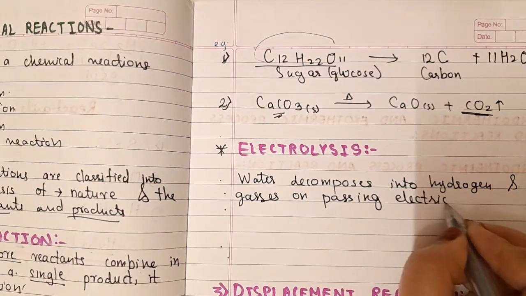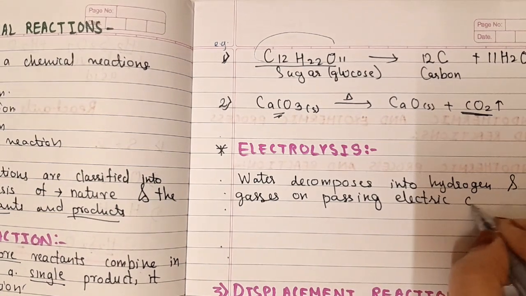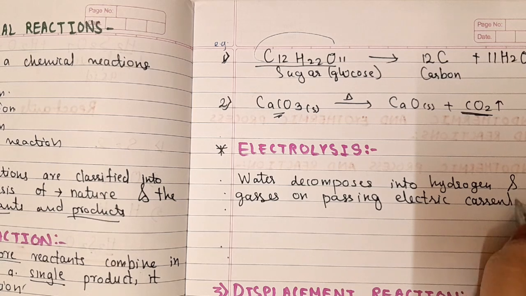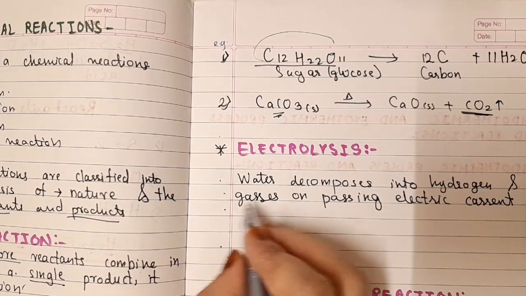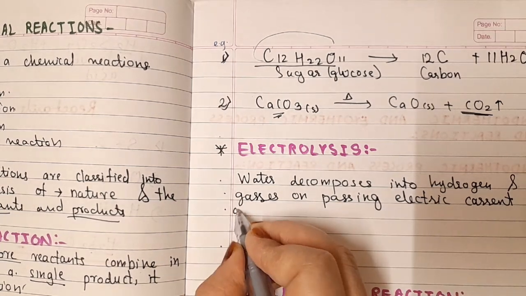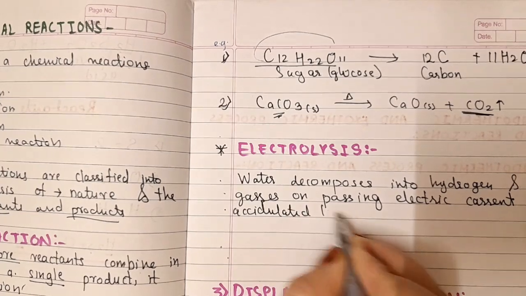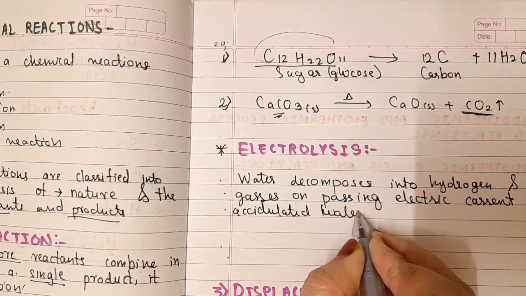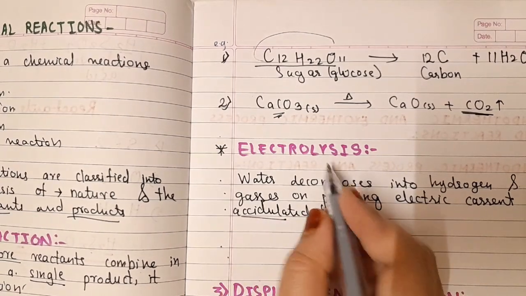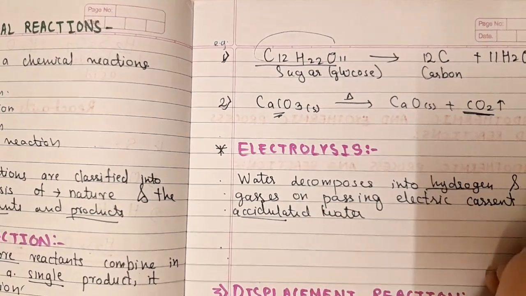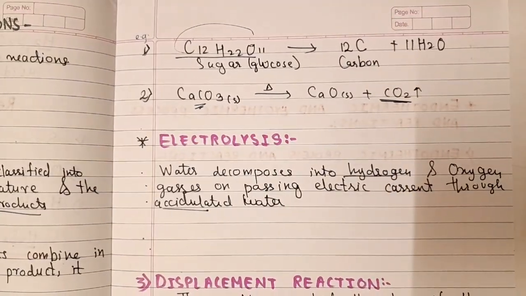electric current. So on passing electric current through the acidulated water, that means acid will be there in water, acidulated water, okay. So by passing electric current through the acidulated water, water will decompose into hydrogen and oxygen, alright.